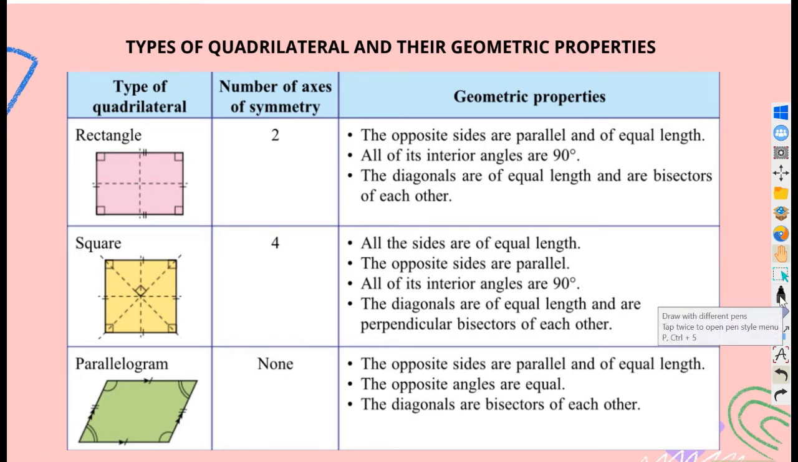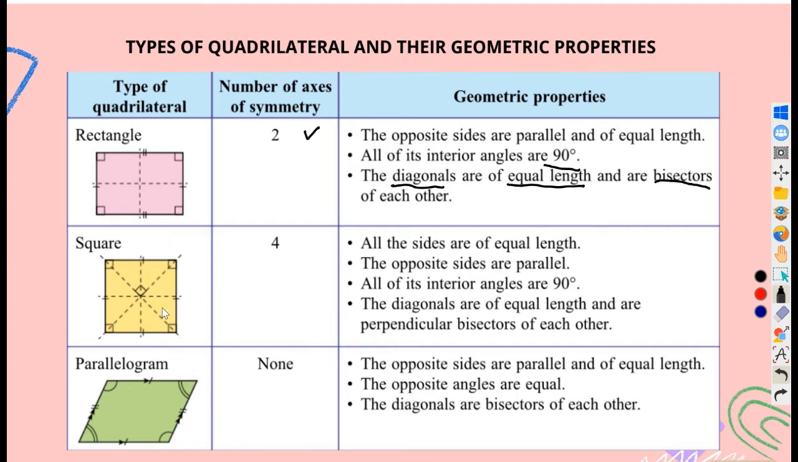This one you can actually see in your textbook. The type of quadrilateral, the first one, is the rectangle. The number of axes of symmetry is 2. The geometric properties: the opposite sides are parallel and of equal length. All of its interior angles are 90 degrees. The diagonals are of equal length and bisect each other.